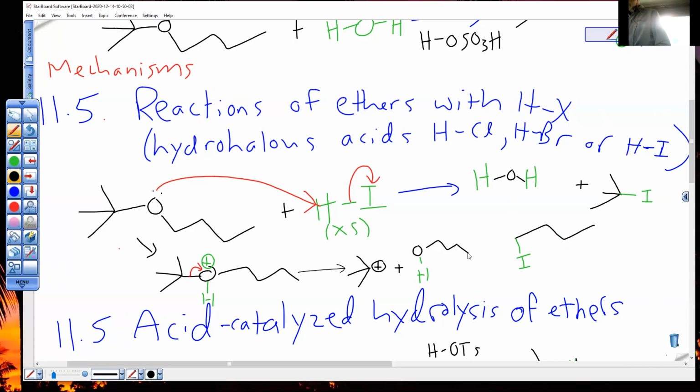And we generated I- in our first step. Nice nucleophile I-. One of our products is accounted for. I- makes sigma bond to carbocation, generating this product over here.